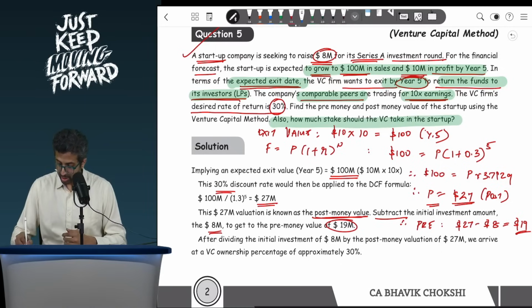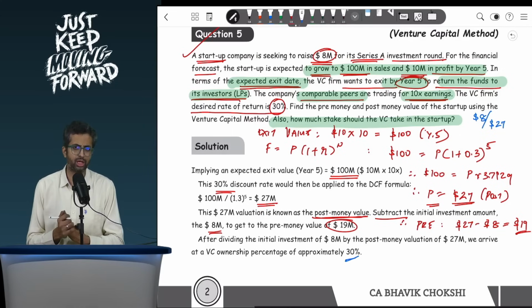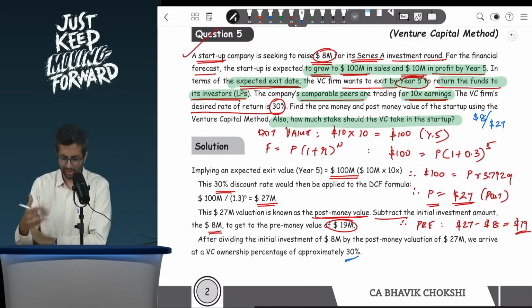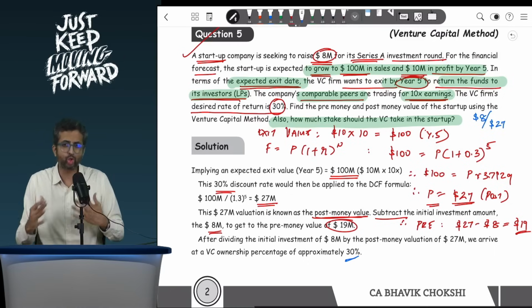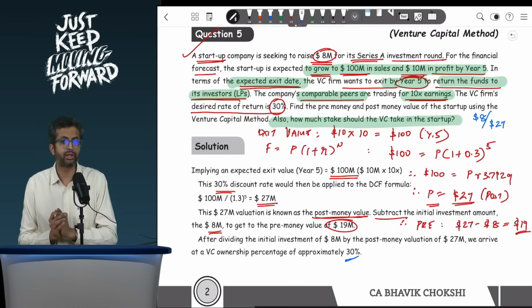Well, if the VC is investing 8 million, and after its investment the value is 27, then ideally 8 divided by 27 will come to approximately a 30 or 33% stake, as the case may be, which they will demand in this startup. This is one particular problem which you'll probably want to go back to and understand slightly better.